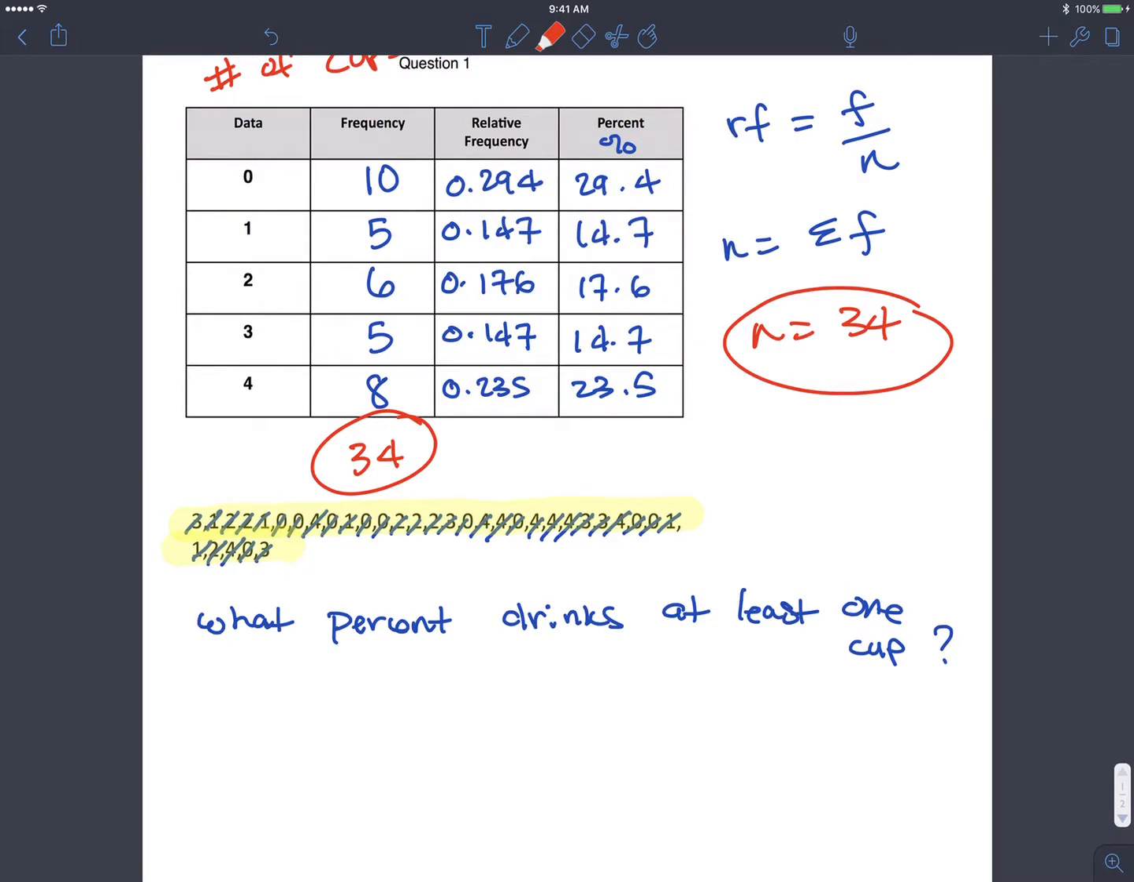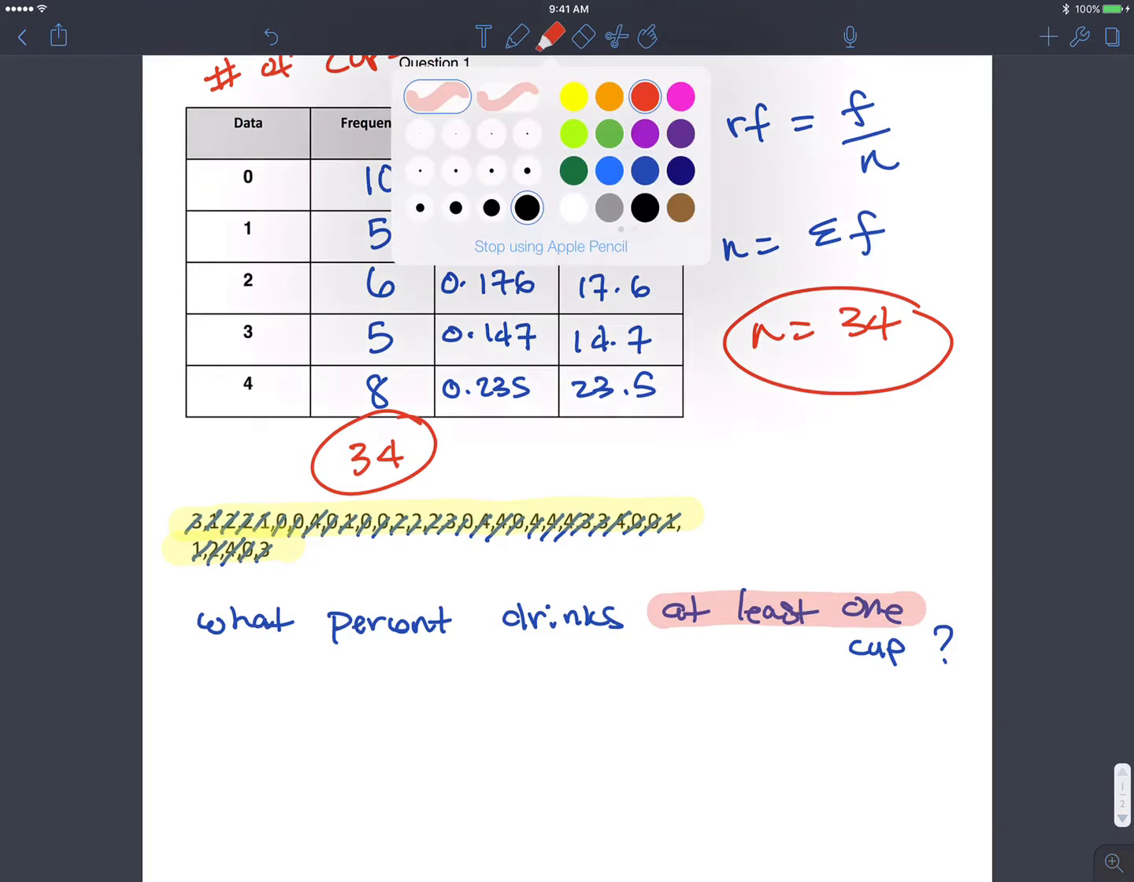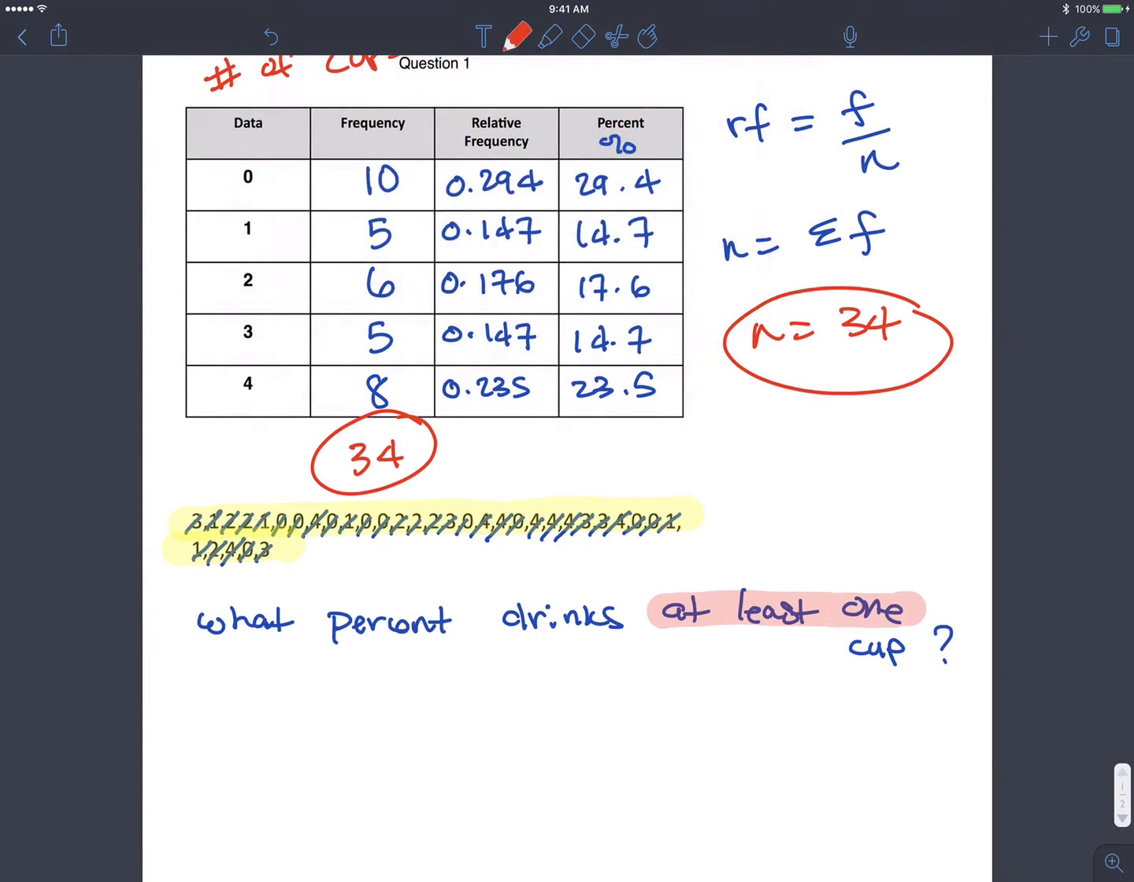Now, let's do this. What's the meaning here of at least 1? This is the key. Now, to have at least 1 cup of coffee, what that means is you have 1 cup or more. So at least 1 means 1 or more. And that's the key. That's the meaning of this phrase here, at least one. So I'm going to identify here my data values that are at least one. One or more means one or two or three or four.